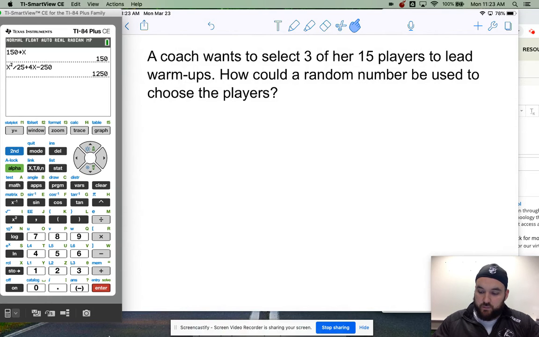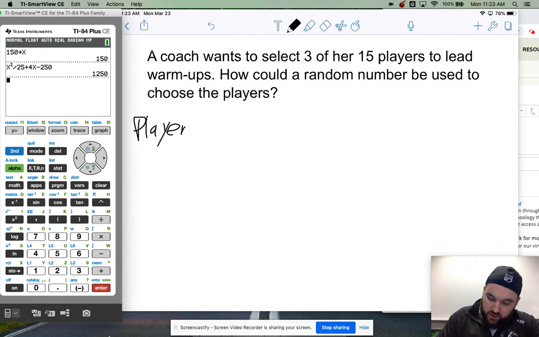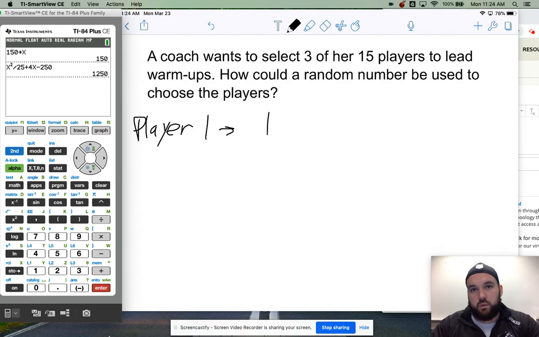How could a random number be used to choose the players? So what we're going to do is assign each person a number. Player 1, now I can't just call player 1 the single digit 1, because since I have more than 10, I need to assign a double digit number to each player.